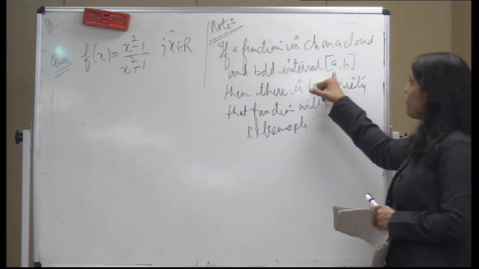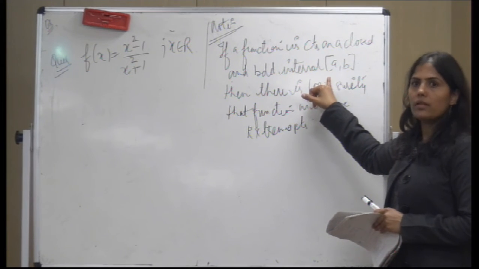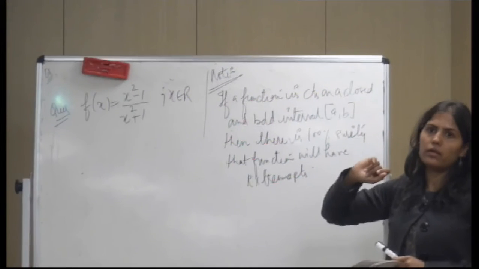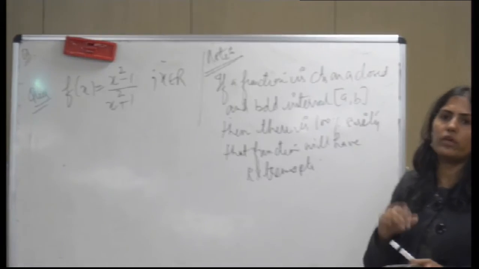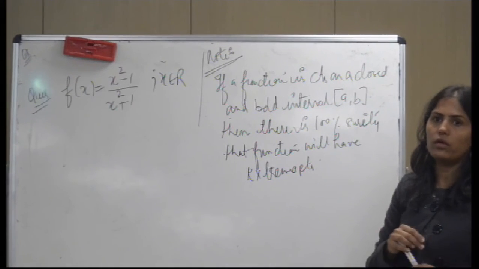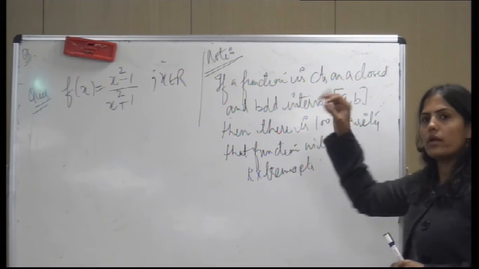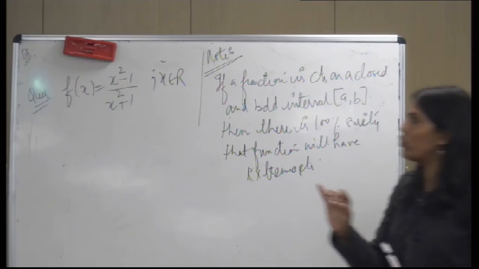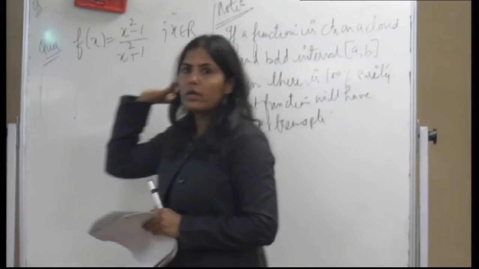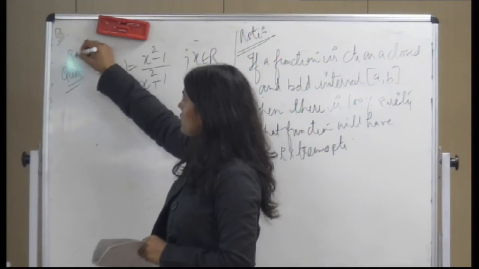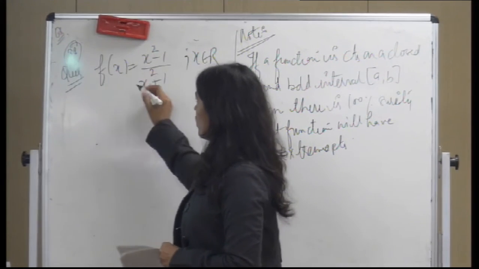If this interval is not closed, then there is no guarantee. You cannot conclude, or you cannot be very sure. Then you have to check. But if your function is continuous on a closed interval, then 100% you can be confirmed that it will have extreme values. Is it fine? So now this function, I think this is a '98 question.